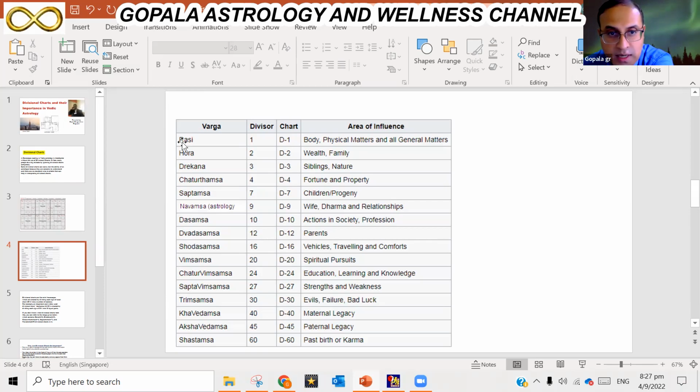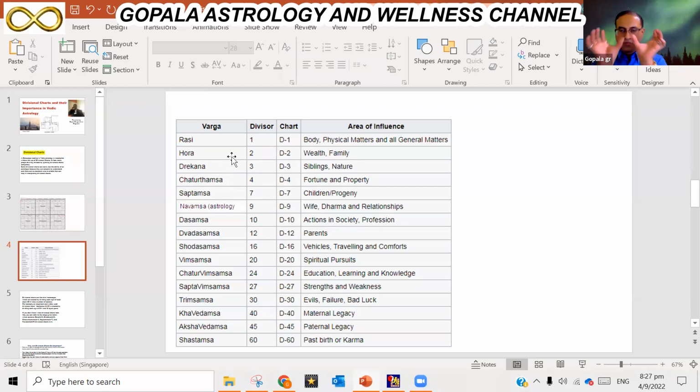So here you can look into the Rashi chart for the main generic matters. And then the Hora chart talks about wealth and family. That is called D2. So D1, D2, D3, etc. This is how we name and number the divisional charts. And then Drekana is D3. It's about siblings. What do I mean by Drekana and Hora and all that?